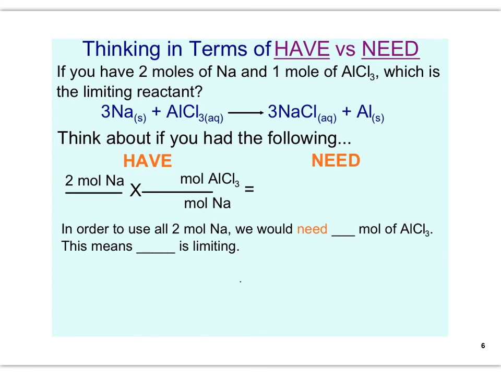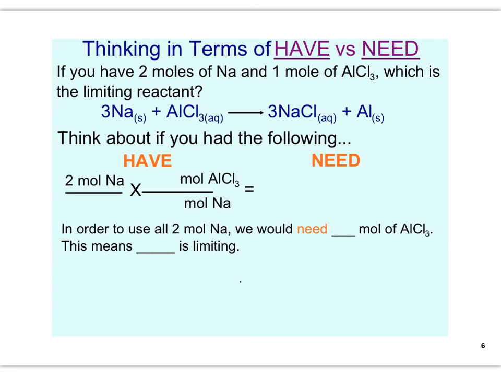All right, and in this slide, we're going to talk about this more in terms of an actual chemistry scenario. So let's say we had this reaction where we have 3 sodiums reacting with aluminum chloride to produce sodium chloride and aluminum. Let's say real world, we just have 2 moles of sodium and 1 mole of aluminum chloride. And again, this is just a ratio saying that for every 3 sodium, you need an aluminum chloride.